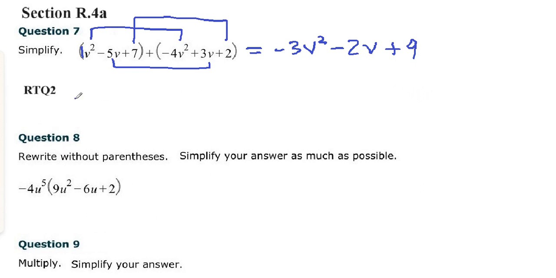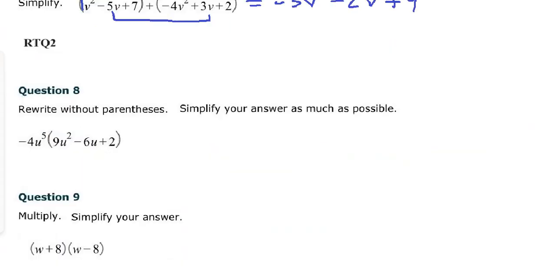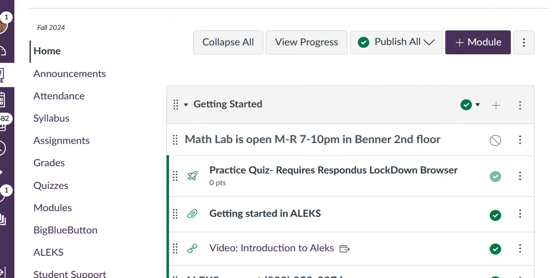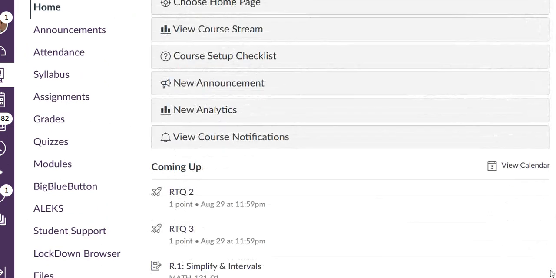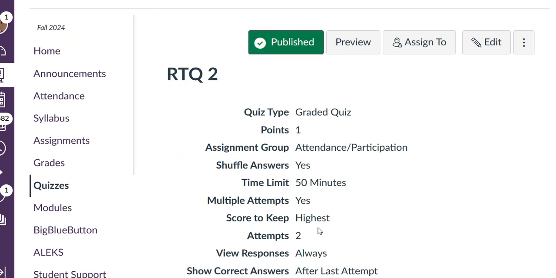So now pause the video here for a second and try real-time quiz number 2. And to get to that, I made this a little bit easier for you. So you're going to go to the Canvas homepage, press on Home. You are going to scroll all the way down to the bottom. You might not have to scroll depending on your view here. And, oops, got off of Canvas. Scroll all the way down to the bottom and you see coming up here, Real-Time Quiz 2. So you'll just click on that and then take that quiz. Should be able to have 2 attempts on that one. Yes, 2 attempts.